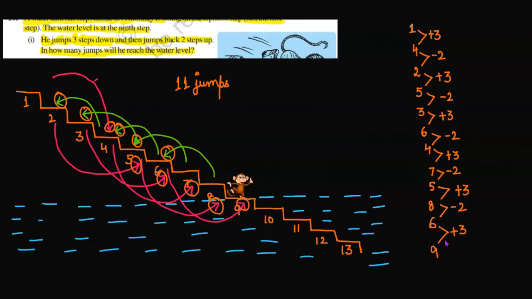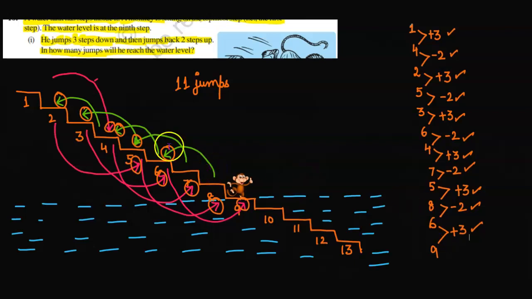So all these are jumps. 1, 2, 3, 4, 5, 6, 7, 8, 9, 10 and 11. So he has made 11 jumps, and we have got a series where we have to add 3 and then we have to subtract 2. And this is how we can also get the answer of 11 jumps.